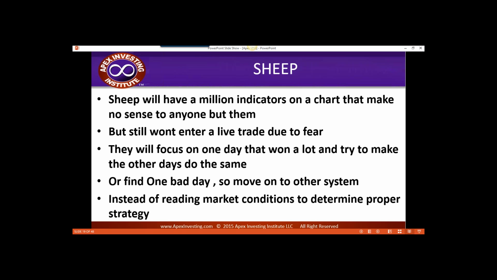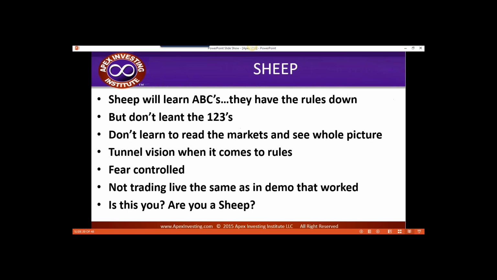Okay? Instead of learning that, yes, there will be bad trades, there will be rough days, but reading the market conditions, knowing the proper strategy, knowing the rules of your system, keeping good risk management, and then where did you end up at the end of the week? Where did you end up at the end of the month? Not just my last trade went against me. Today was not a good day. I have to stop everything. You've got to look at the overall picture, okay?